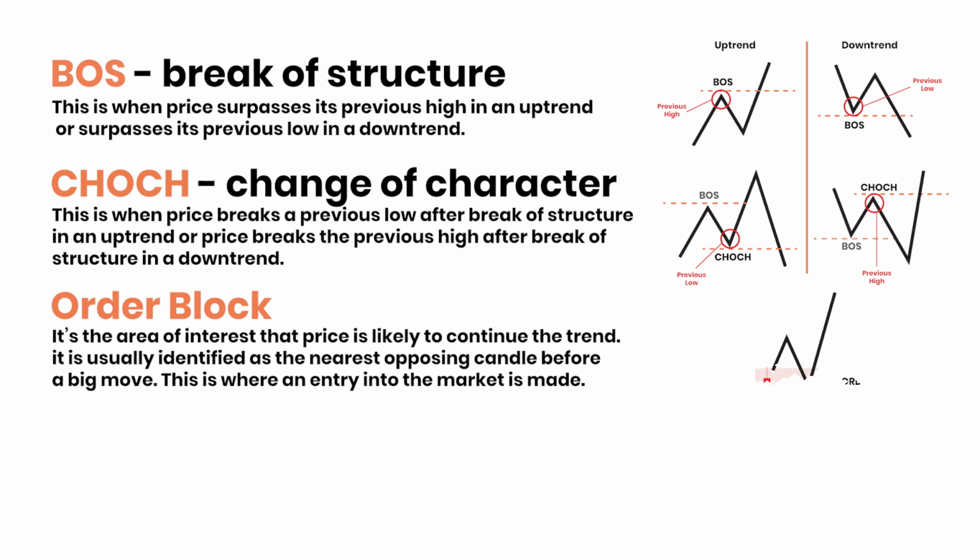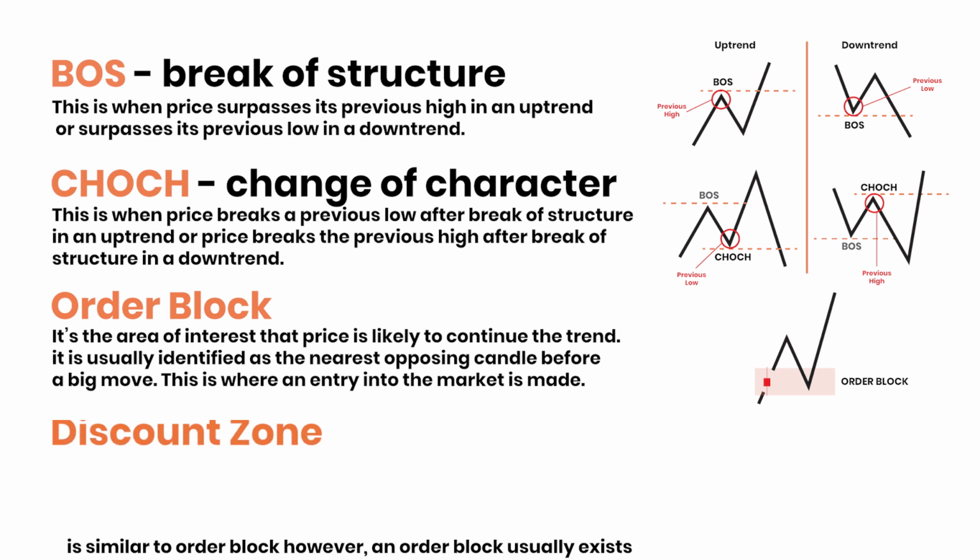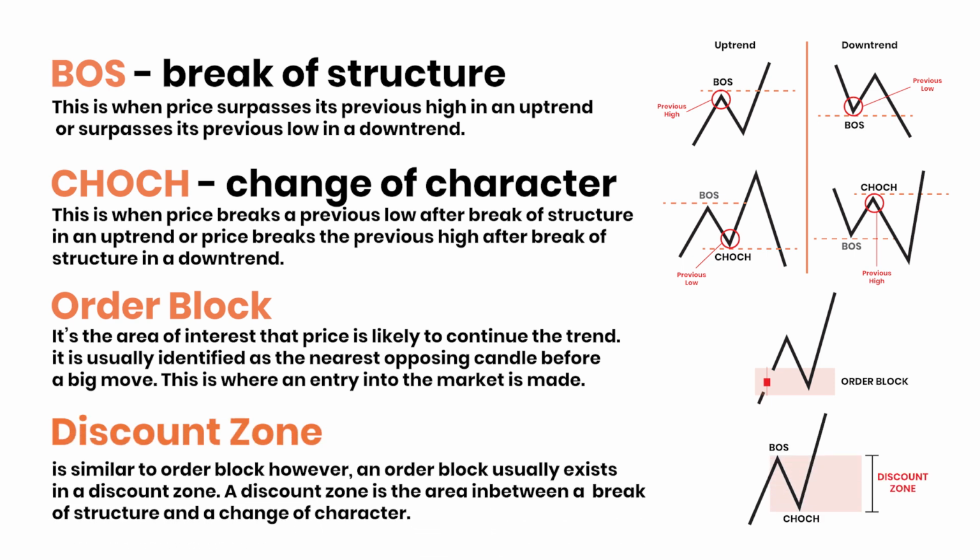Order block is the area of interest that price is likely to continue the trend. It is usually identified as the nearest opposing candle before a big move. This is where an entry into the market is made. Discount zone is similar to order block. However, an order block usually exists in a discount zone. A discount zone is the area in between a break of structure and change of character.